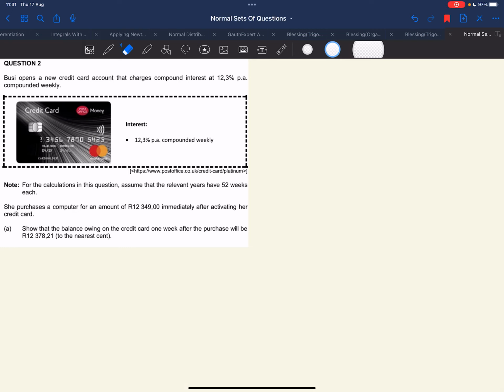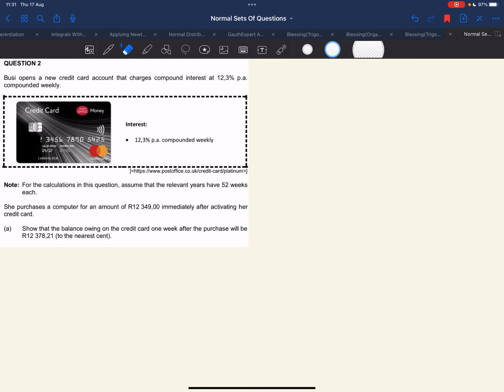Okay, right. So now we're gonna be doing question 2A. But before we can get into question 2A, we're gonna first read what we are given in the information, as we can see in the screenshots. They say that Busi opens a new credit card account that charges compound interest at 12.3% per annum, compounded weekly. So this is compounded weekly.